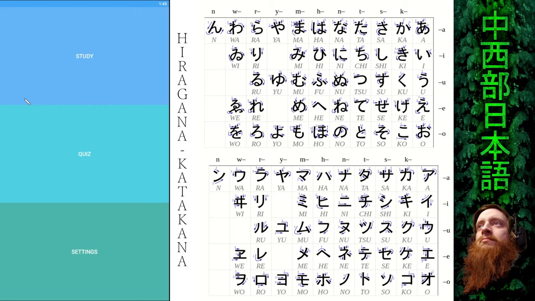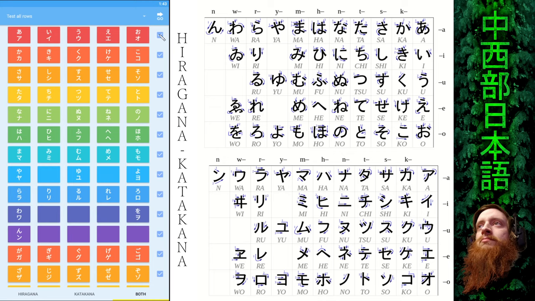So one of the first things we're going to do is a couple tests. The first quiz that I'm going to do is going to be on all hiragana, all katakana, and all digraphs associated with both kana sets. And the way we do that is we hit quiz. Oops. That's not what I wanted to do. So we'll make sure all of these are checked.